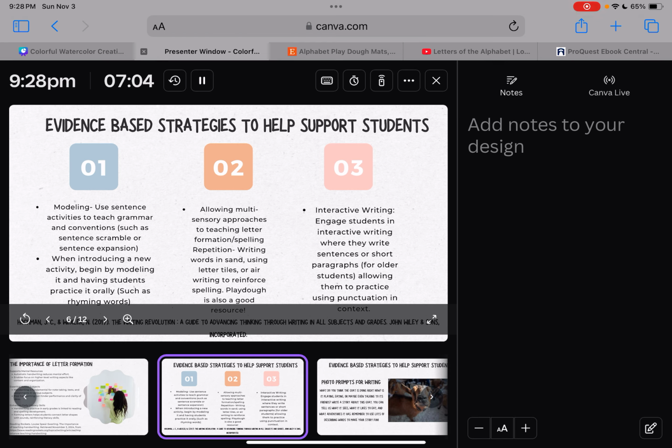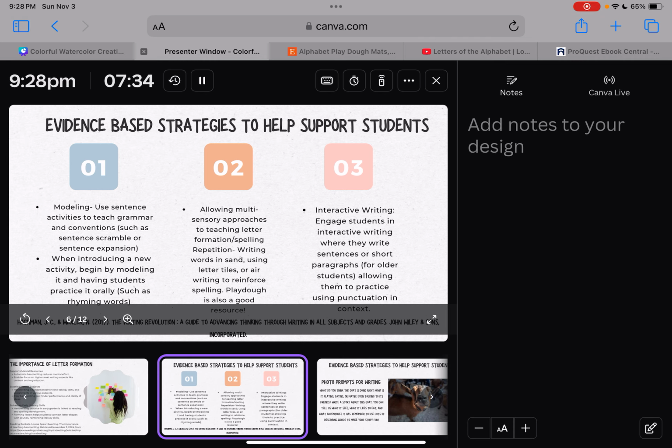Allowing a multisensory approach to teaching letters is also another really good idea. I do a lot of this, again, in my younger grades where we're writing words in sand. We're using letter tiles. We're air writing to reinforce spelling. Play-Doh is always a good resource. I know it gets everywhere. It probably drives you nuts, especially if you're teaching kindergarten, I feel like you either love Play-Doh or you hate it. I really like it a lot because it's good for fine motor skills. It gets kids using their hands. You can practice those letter formations.